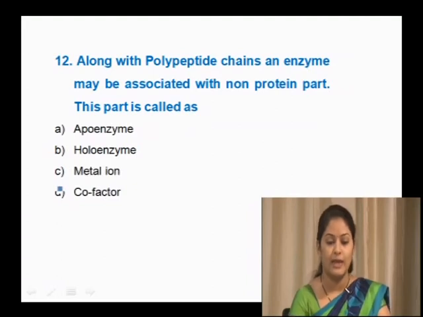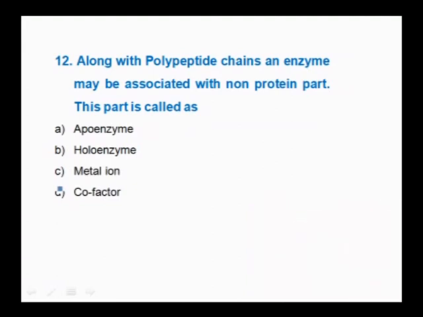Next question. Along with the polypeptide chains, an enzyme may be associated with non-protein part. This part is called as. So while studying the structure of enzyme, we have got terms like holoenzymes, apoenzymes and cofactors. Let me give you a clarification. An enzyme is associated with two parts. So one is apoenzyme, another part is the cofactor. Apoenzyme is actually the protein part of enzyme and cofactor is the non-protein part of the enzyme.